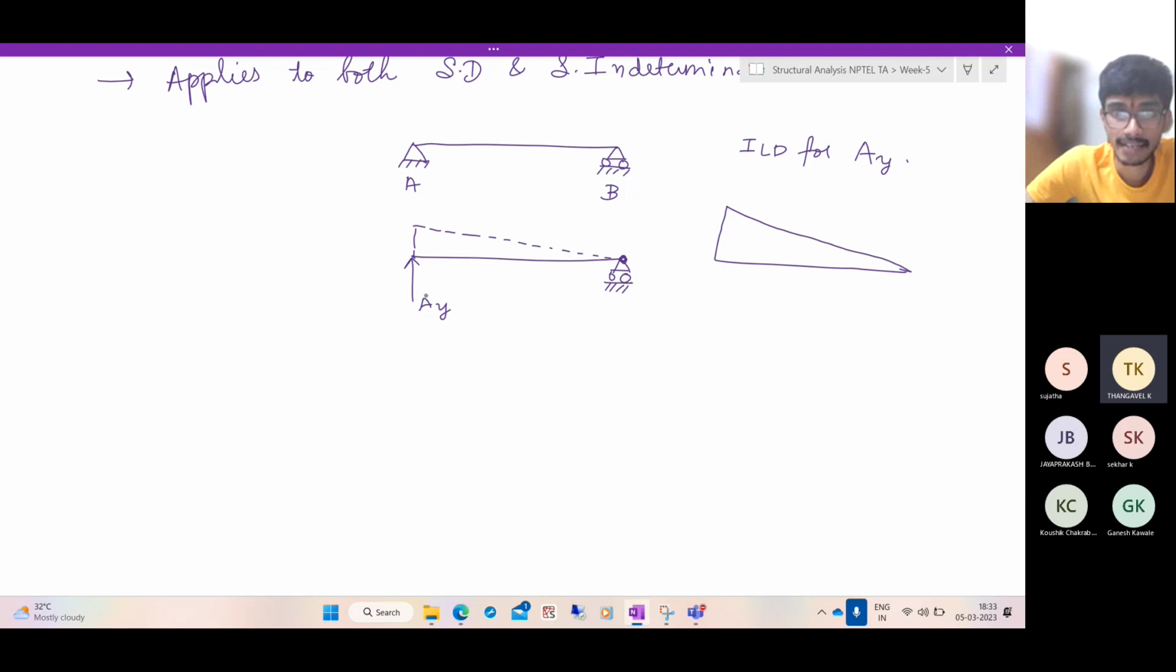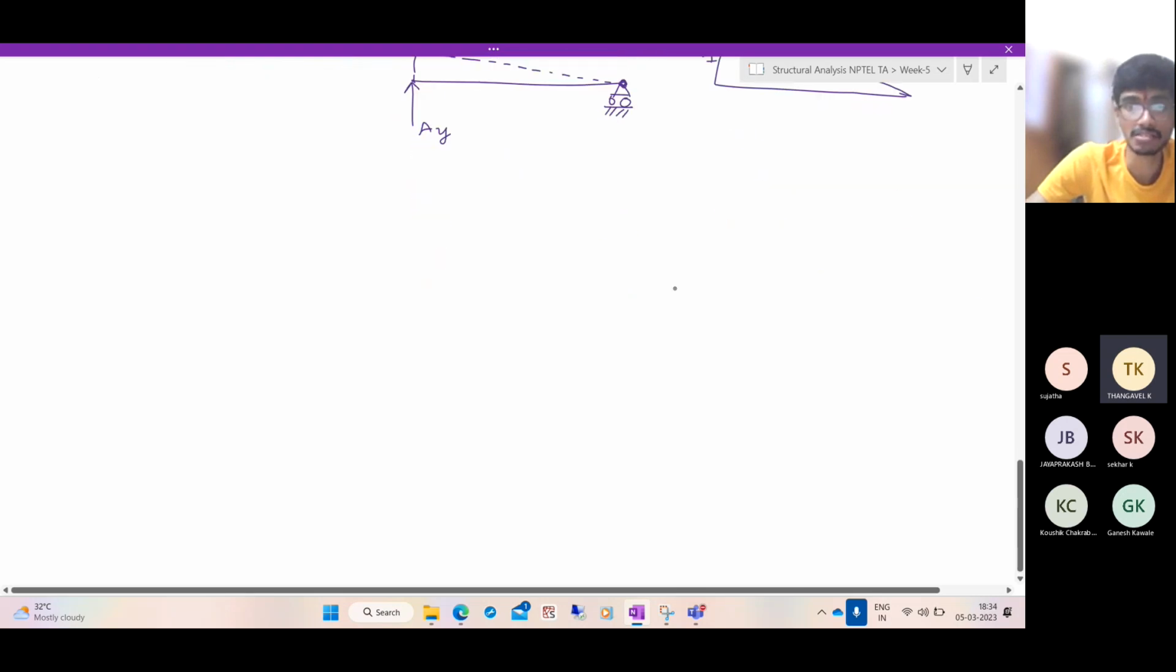Okay. So in this reaction, we are applying an AY. So if you apply a unit load at this point, this is the influence line diagram. So what is the maximum value? It means the maximum value occurs here. It means you have to apply the unit load right here. So if you apply unit load right here, the reaction will be 1. So this is 1. And it is to the same scale. That is, if you scale x by 2 times, the y will also scale by 2 times. That is what it says. This is for a support reaction.